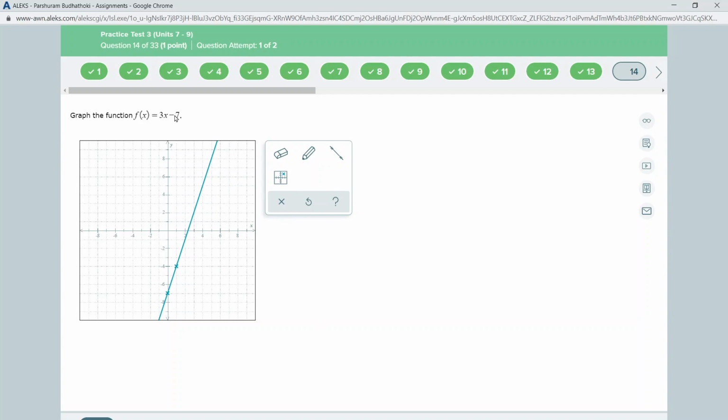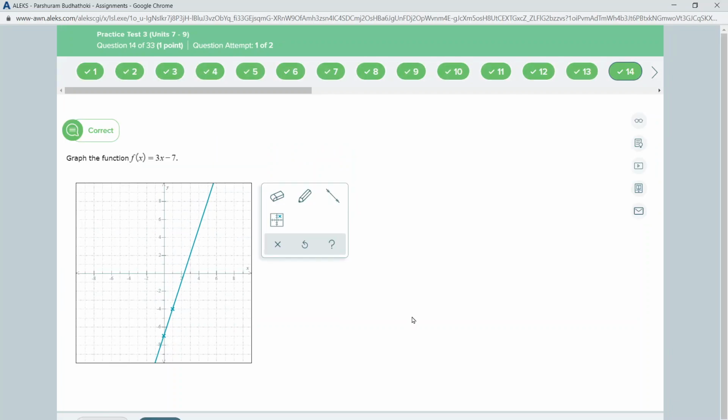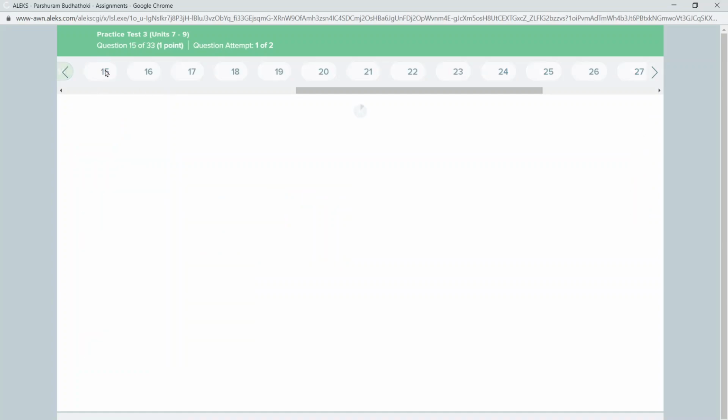Another way is to find the points. Put x equal to 0, it gives you y equal to -7, so (0, -7) is one point. Put x equal to something else. For example, I'm trying to use some solid point. Let's say x equal to 1. Then y would be 3 times 1 minus 7, which is negative 4. So that's how you can find the 2 points. Let's check that. Okay, correct. Let's go to the next problem, problem 15.